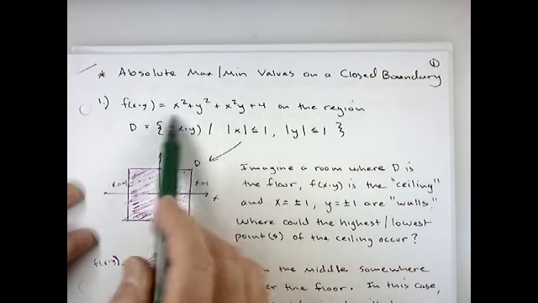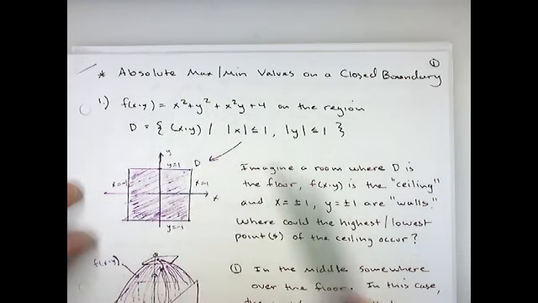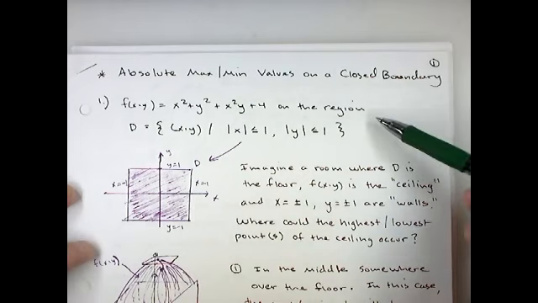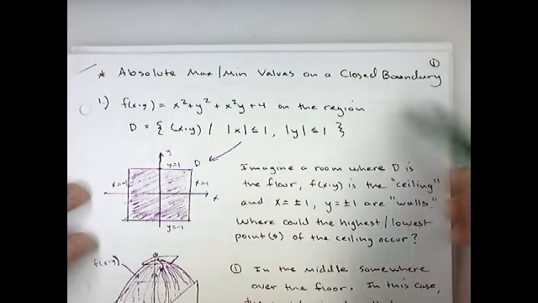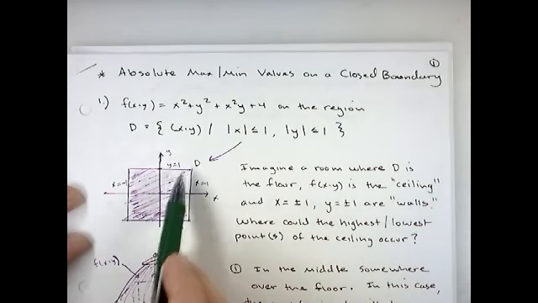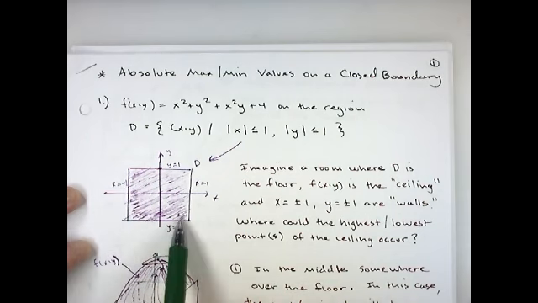If we were looking at this function in its entirety, it might have some local max and local min points, but it might not have an absolute max. It might go up forever or go down forever, right? But if we look at this function on just a closed boundary, here's what we mean by this.